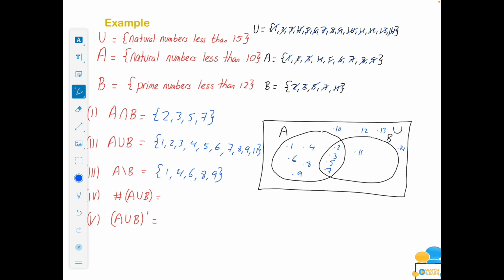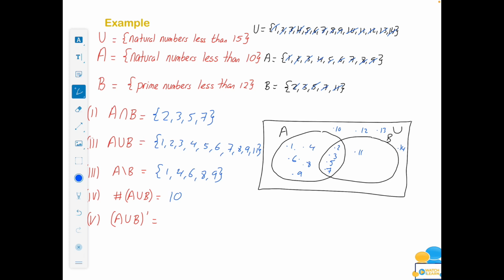Next one, the cardinal number of A union B. So what is the number of elements in A and B together? Okay, so how many things are there? There are 1, 2, 3, 4, 5, 6, 7, 8, 9, 10. Okay, don't put curly brackets there, it's just the number 10.